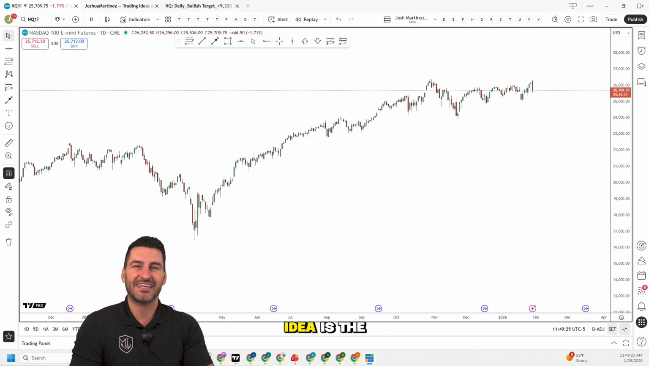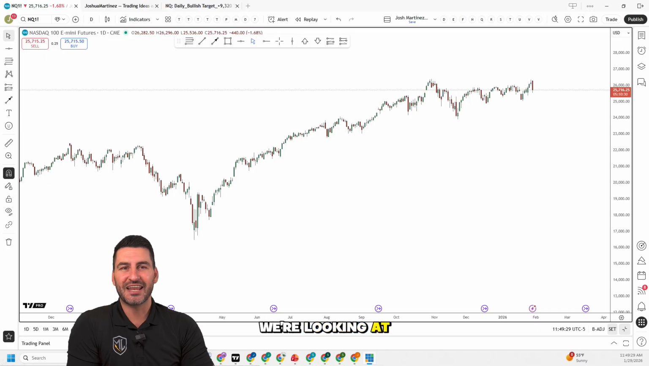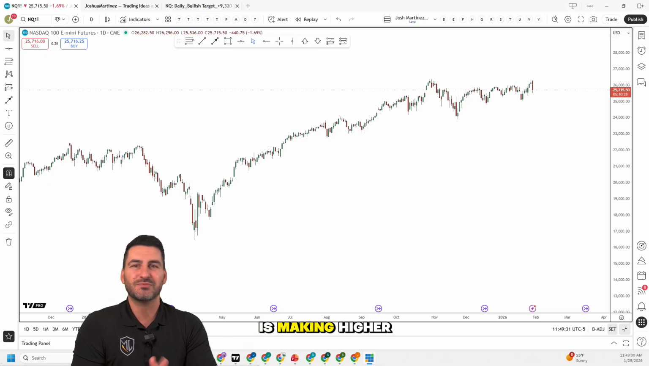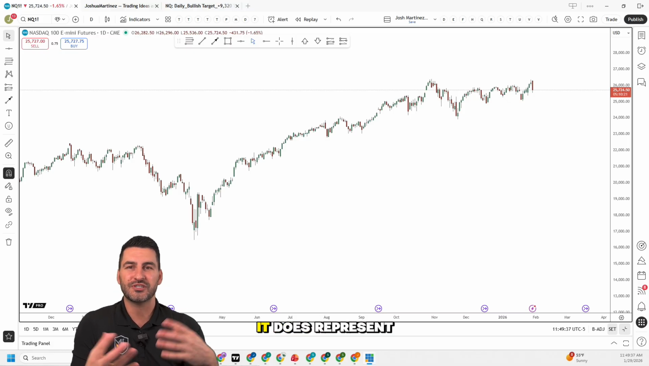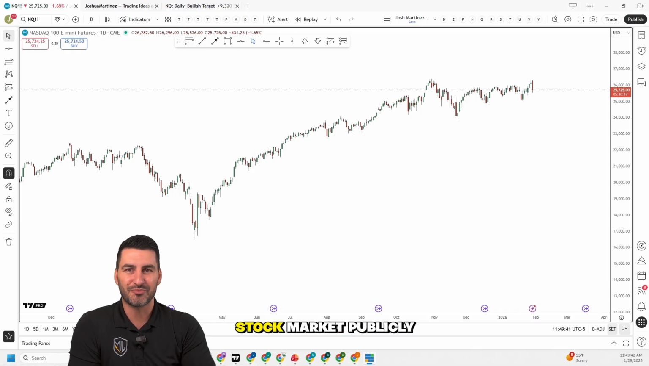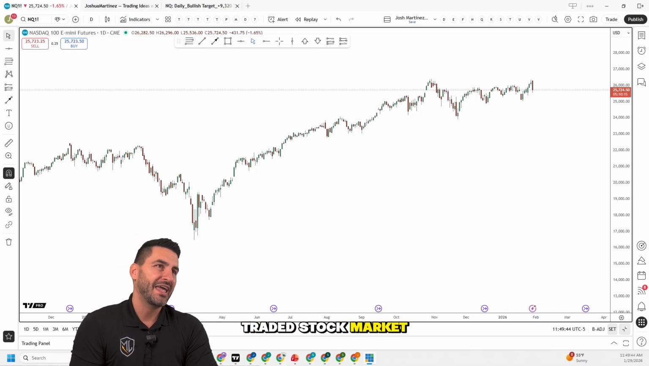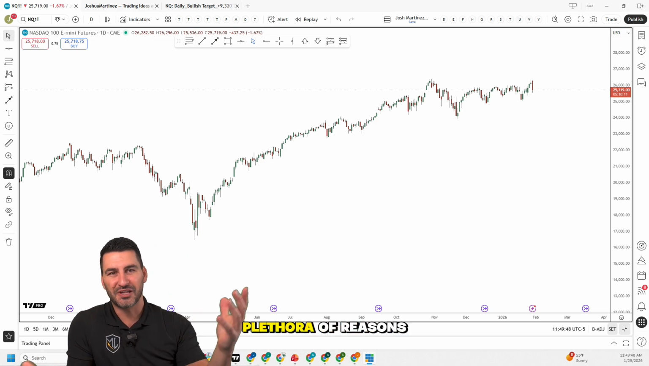So this week's idea is the Nasdaq 100 E-mini futures. We're looking at a daily time frame, and the market is making higher highs and higher lows, and buyers are heavily in control. Now remember, this is the Nasdaq 100, so it does represent the top 100 tech-heavy stocks of the United States stock market, publicly traded stock market. And what else? It is designed to go up over time for a plethora of reasons.